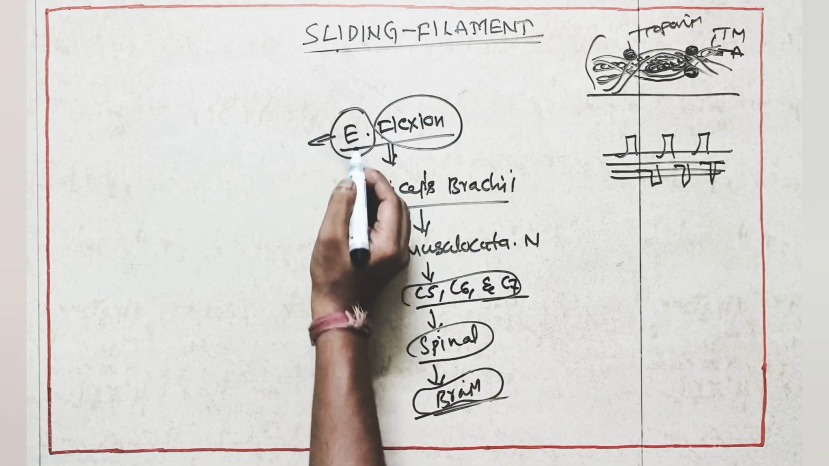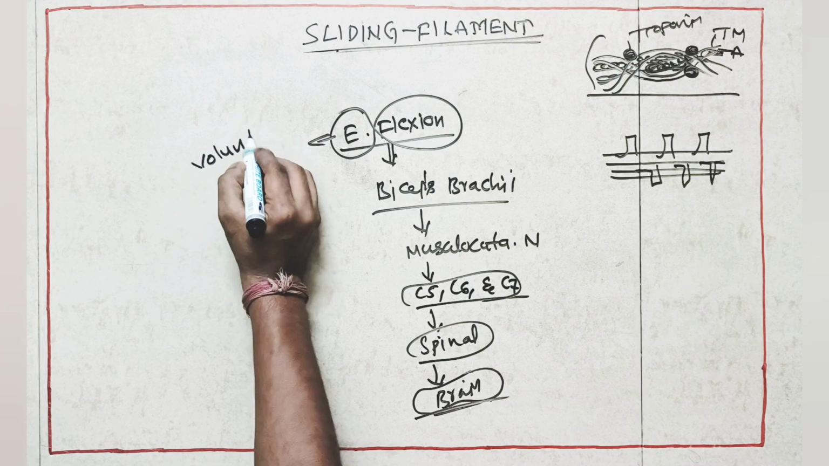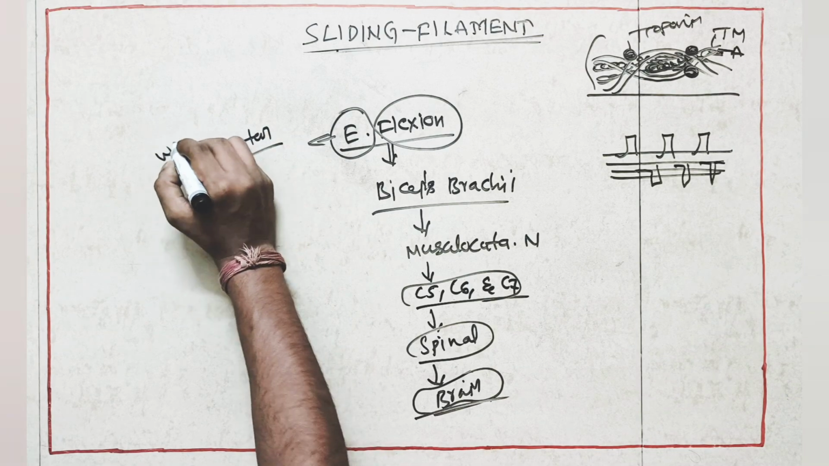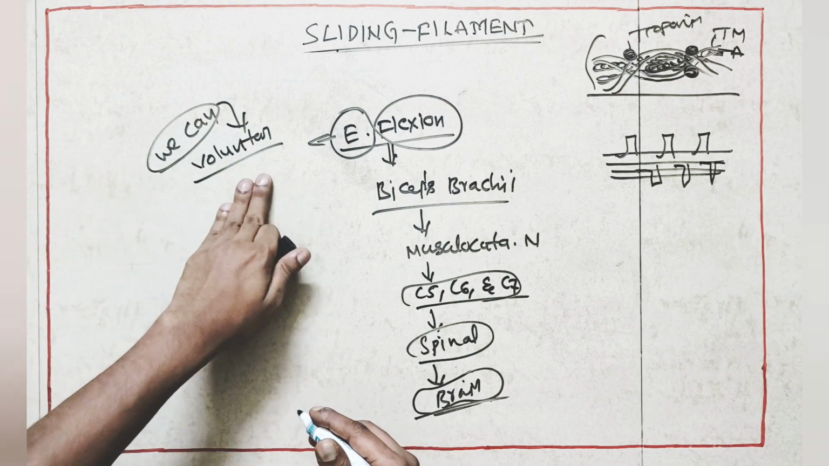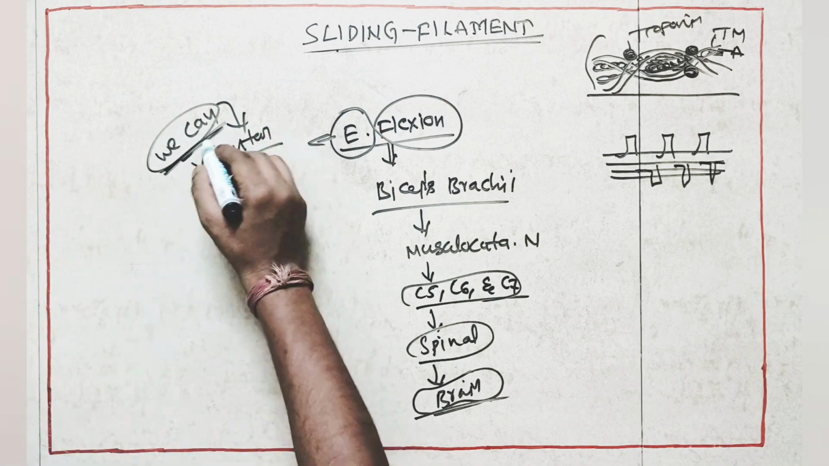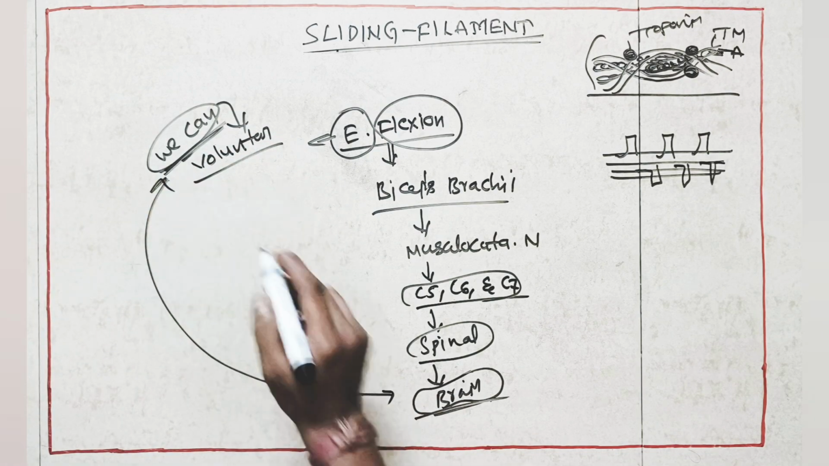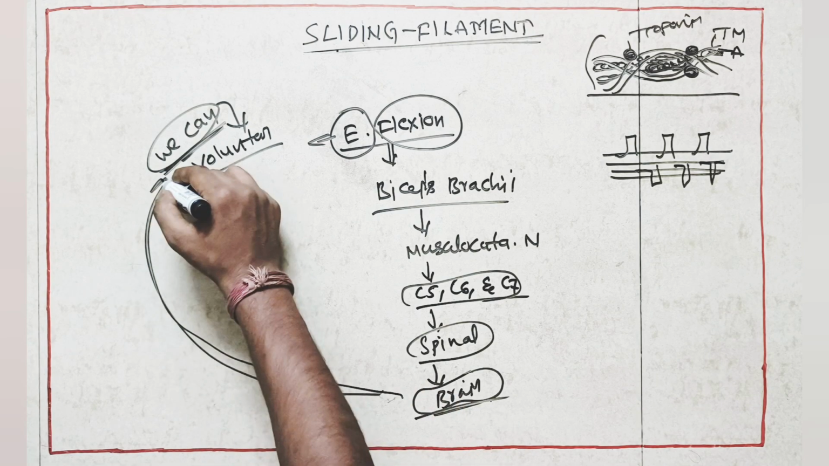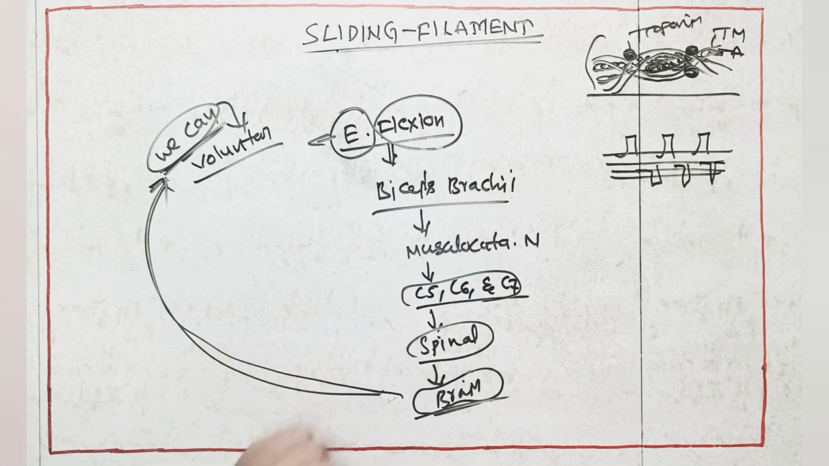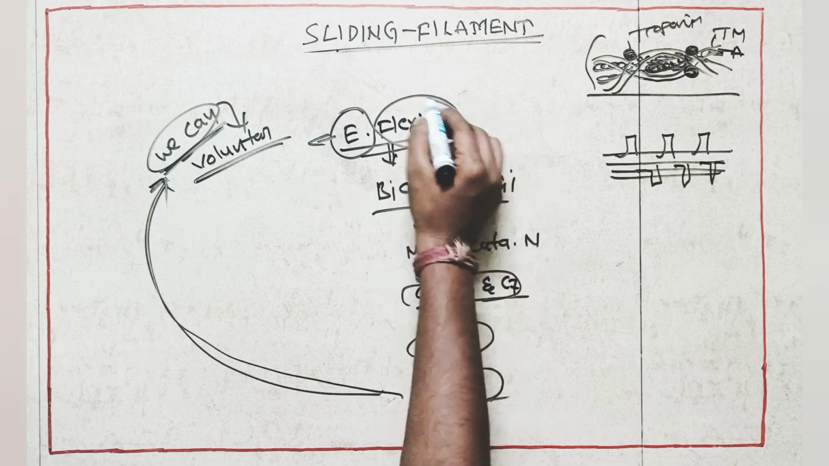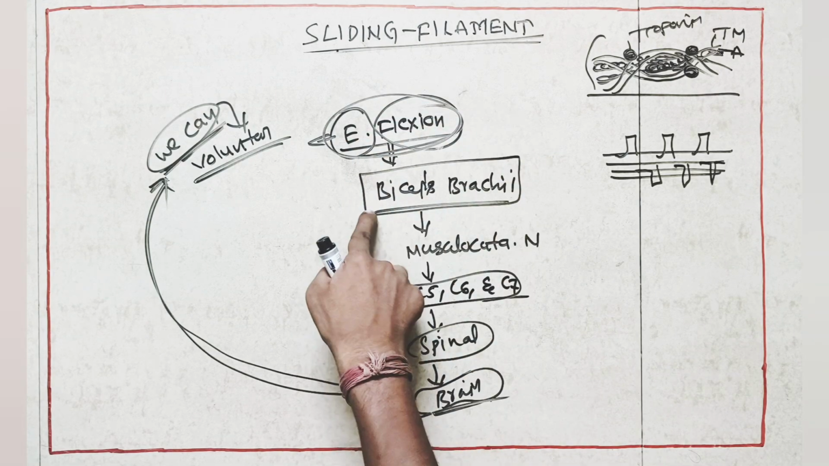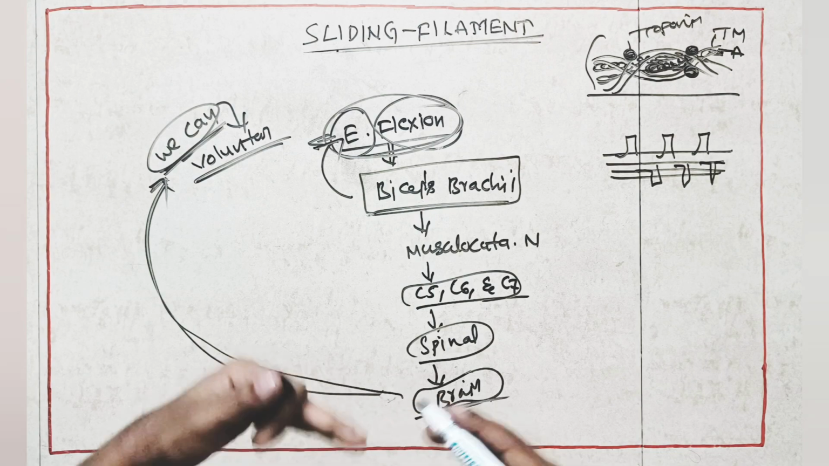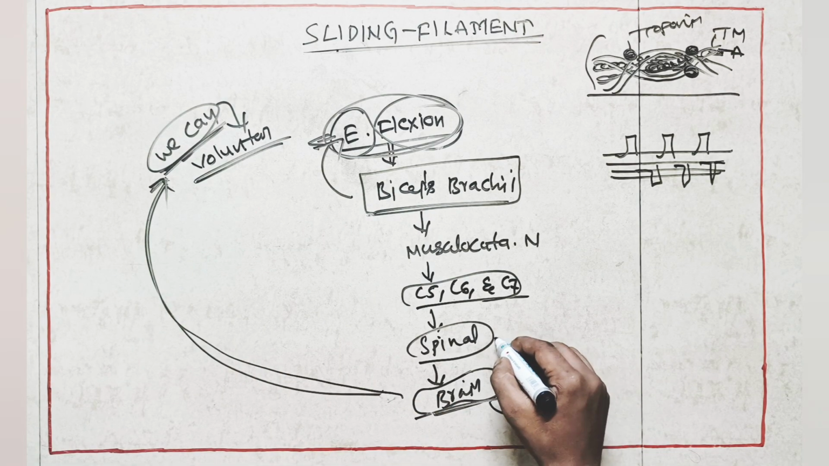So what is the connection between elbow flexion and the brain? Elbow flexion is a voluntary movement, which means we can control it. We only give instruction to the muscles to do the movement, and here 'we' means the brain. The brain gives instruction to the biceps brachii muscle to do the elbow flexion movement. How does it give instruction? It gives instruction through the spinal cord.